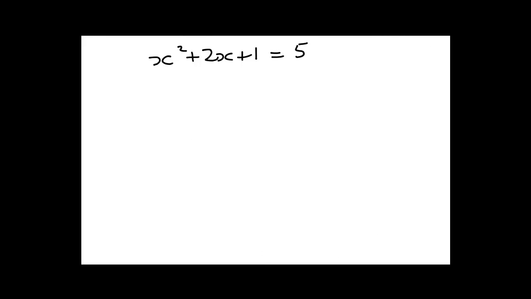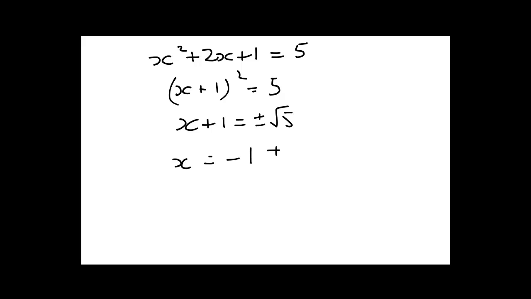Okay, this example might look different to the first two, but it is in fact just the same if you spot that x² + 2x + 1 is in fact a perfect square. Very handy to be able to spot perfect squares. Alright, so now we do the same thing that we did before, and we get x = -1 plus or minus the square root of 5.